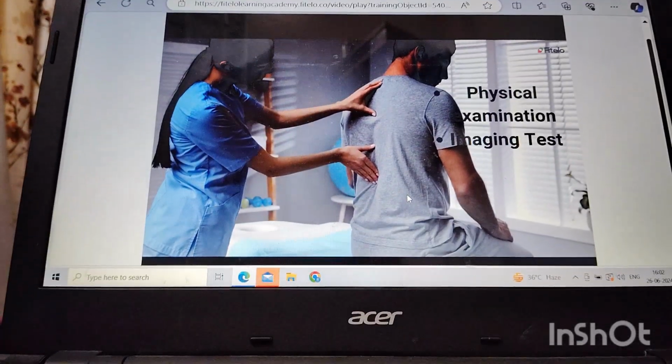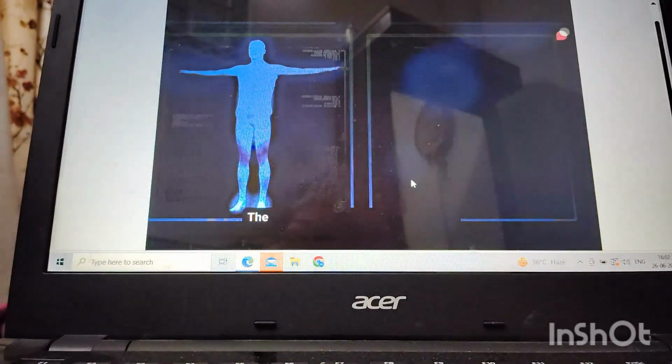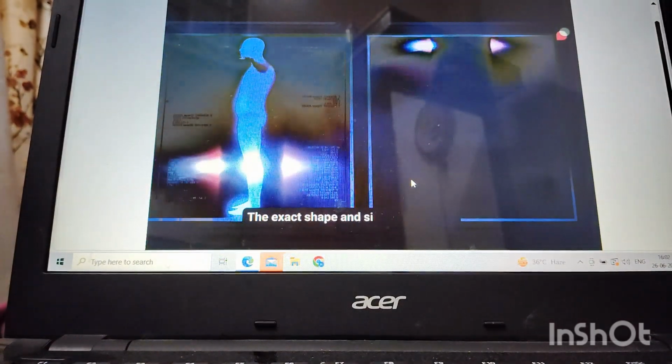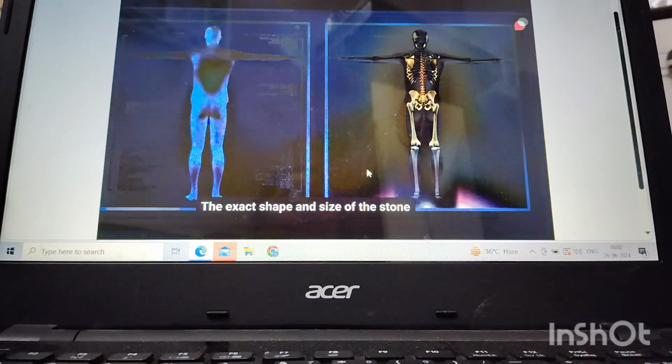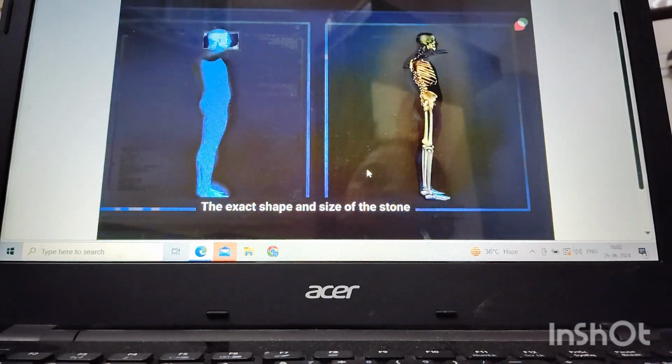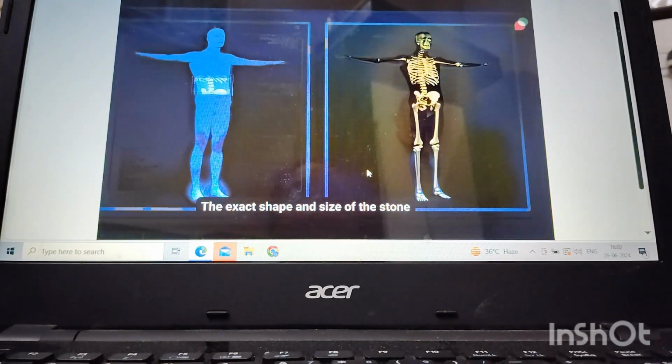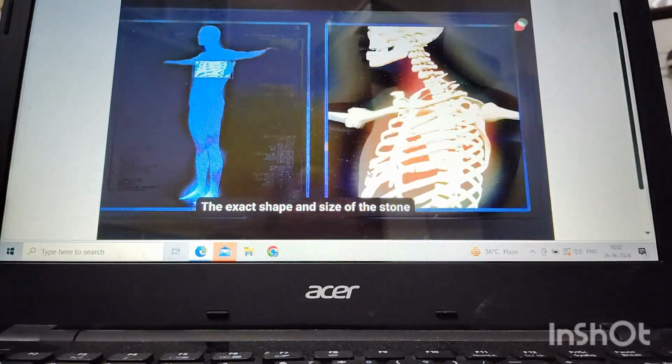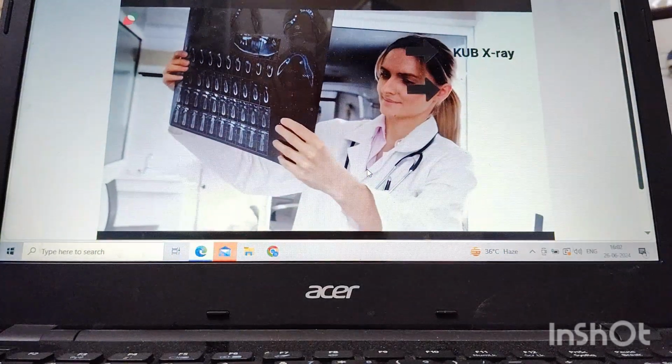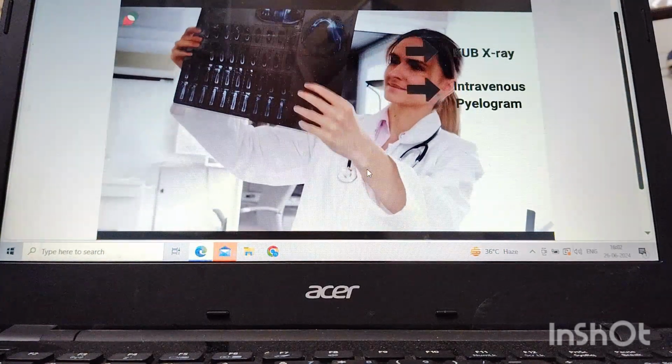And imaging tests. In imaging tests, your doctor will want to know the exact shape and size of the stone. This can be done with a high-resolution CT scan. Other imaging options may include a KUB X-ray or an intravenous pyelogram.